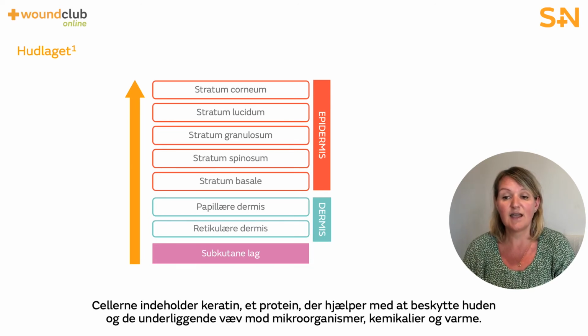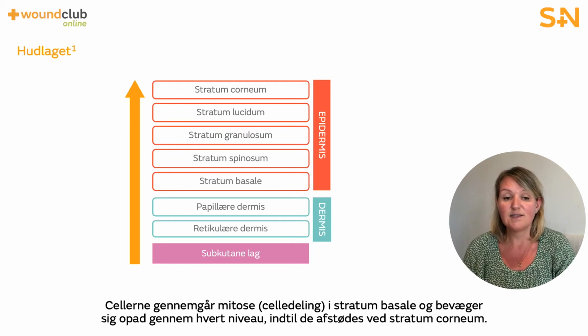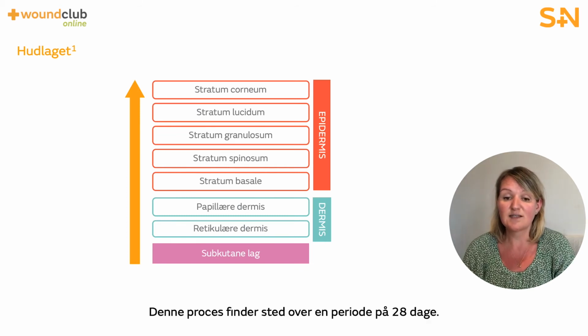The cells contain keratin, a protein which helps protect the skin and underlying tissues from microorganisms, chemicals and heat. These cells undergo mitosis, division, in the stratum basale and migrate upwards through each level until they are shed at the stratum corneum. This process can take place over a 28-day cycle.